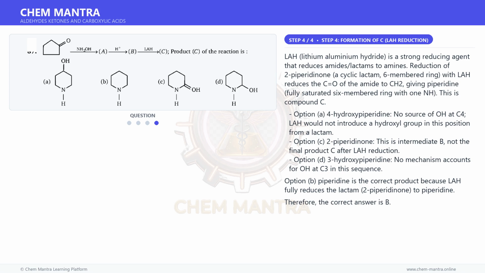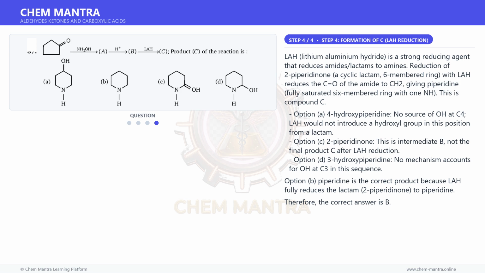And for the final step, LAH, lithium aluminium hydride, is a strong reducing agent that reduces amides and lactams to amines. Reduction of 2-piperidinone, a cyclic lactam, a 6-membered ring, with LAH reduces the C=O of the amide to CH2, giving piperidine, a fully saturated 6-membered ring with one NH. This is compound C. Option A, 4-hydroxypiperidine.